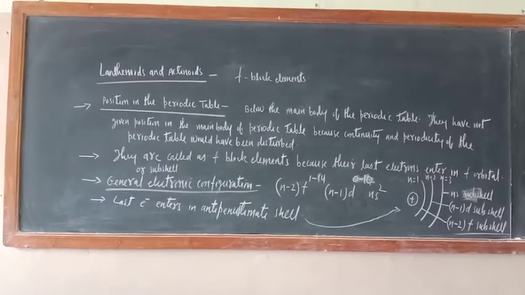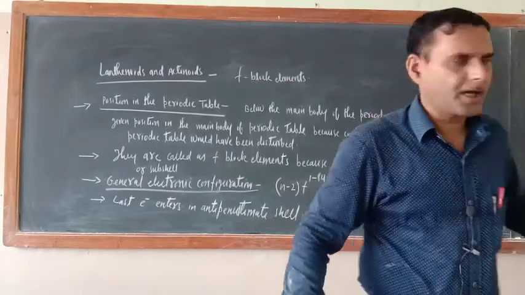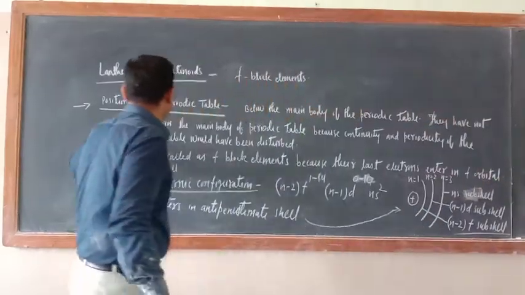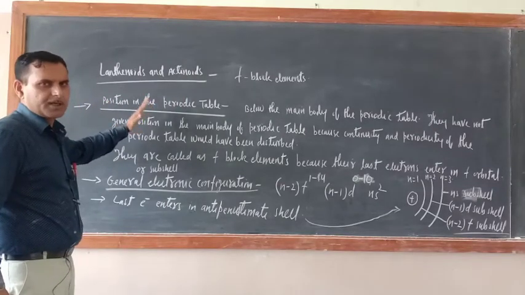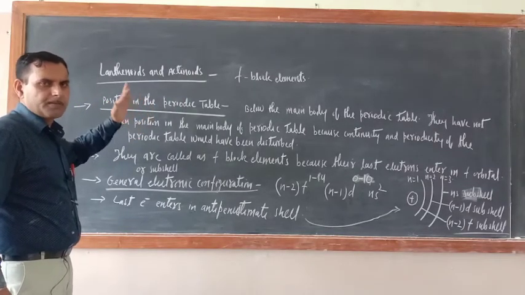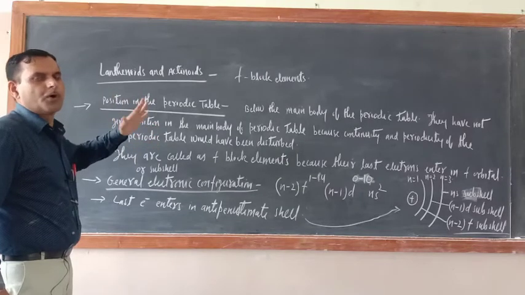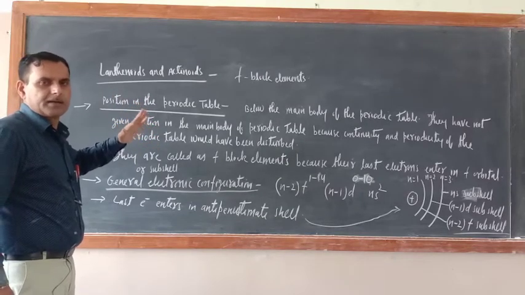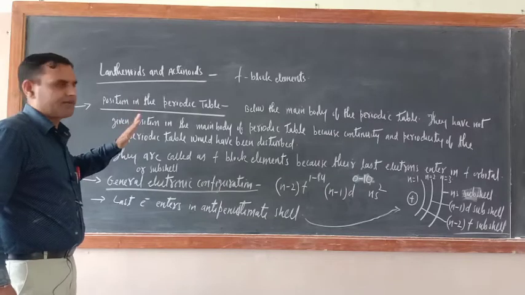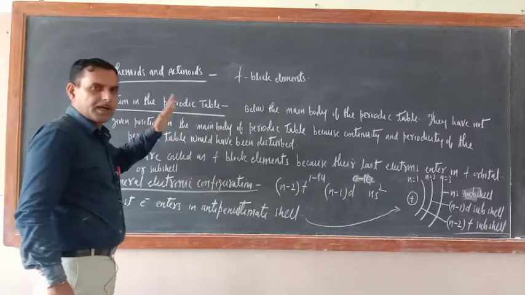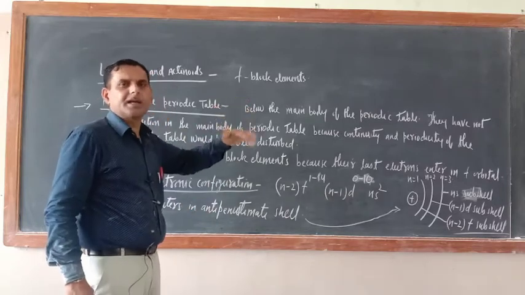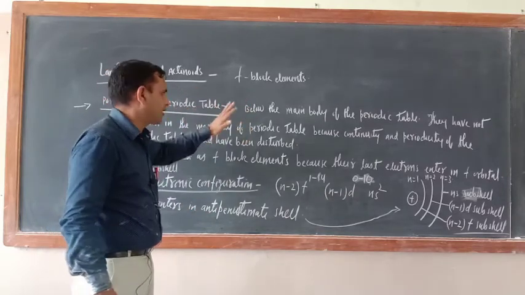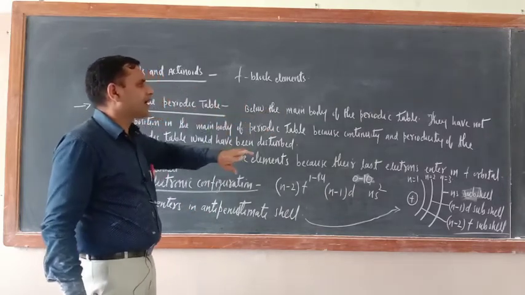So now I am starting here lanthanides and actinides. As you know, they are known as F block elements. First start with their position in the periodic table. They have been placed below the two horizontal lines in the modern periodic table, below the main body of the periodic table.